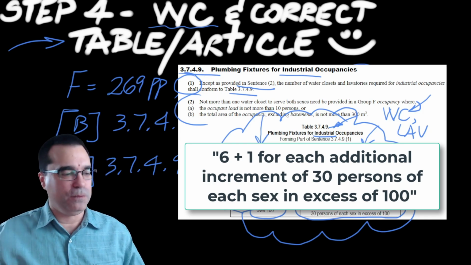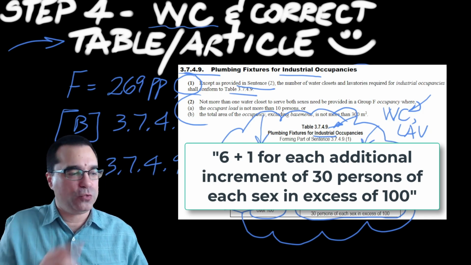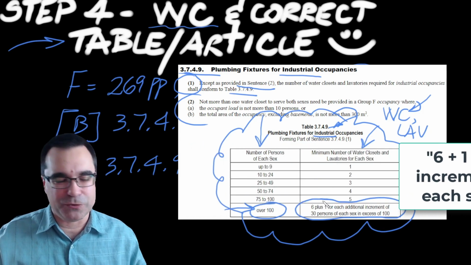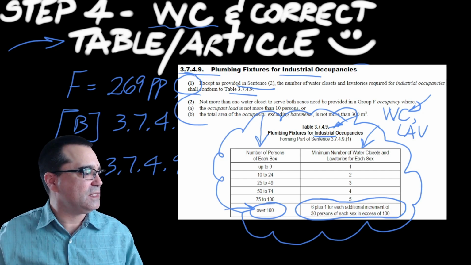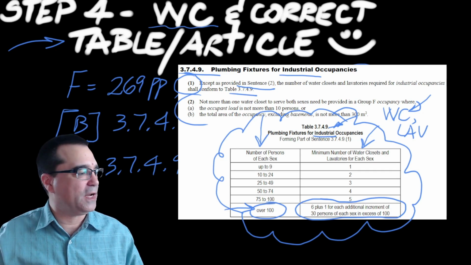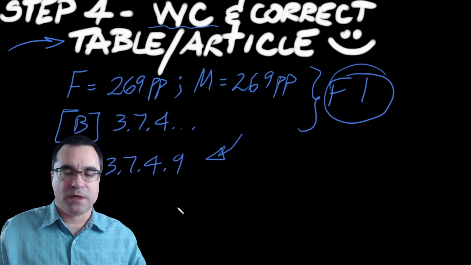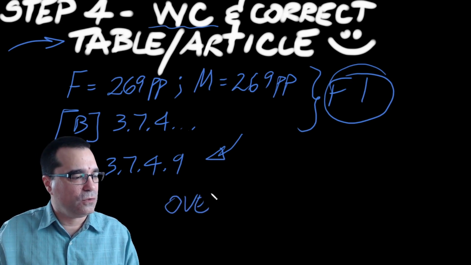So what I'm going to do is show you how to interpret the portion that applies when you get this over 100. Okay, so let me make this disappear. We know that we're over 100. Okay, so I'm just going to make a note that we are over 100.